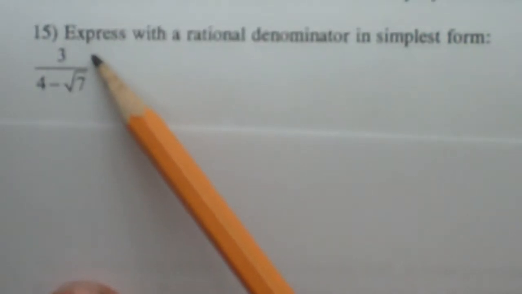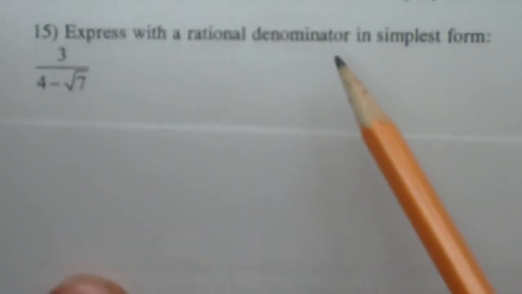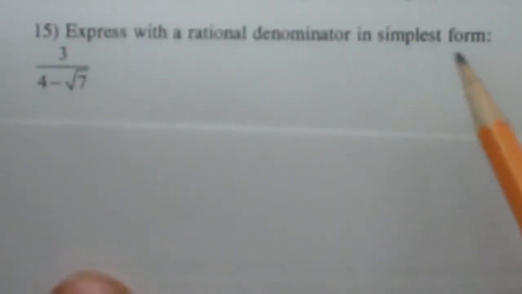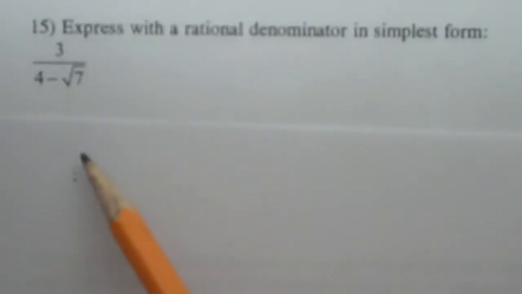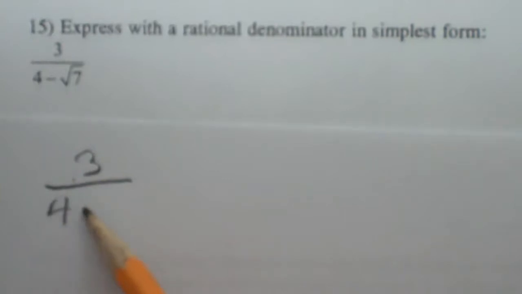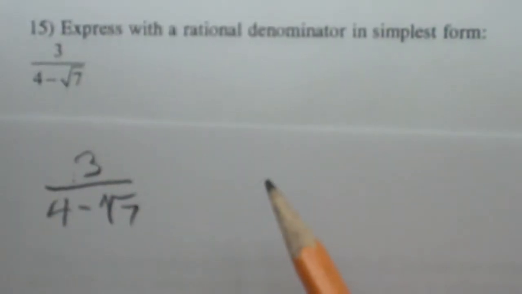Okay, this is number 15 from the first semester final exam. This problem is asking us to express with a rational denominator in simplest form. And it's 3 over 4 minus radical 7. I'm going to write it down here so we can do the work. So we have 3 over 4 minus radical 7.